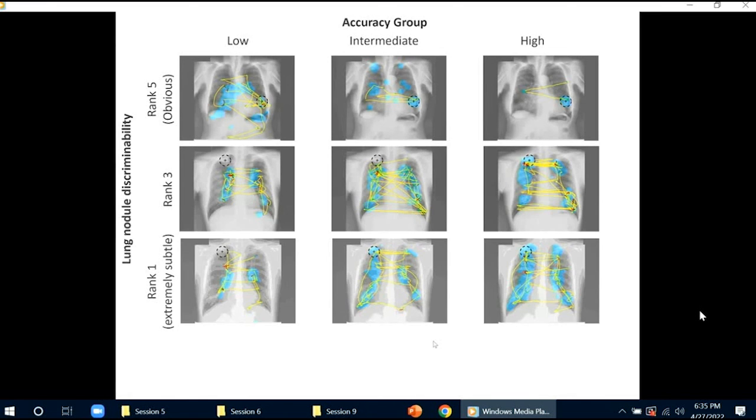We have been looking both at attendings and at residents as they develop the expertise to find lung nodules in medical images. And these are just a few examples of participants that have low, intermediate, and high accuracy as they search these images, and we present them with images of various kinds of difficulties, from very obvious to extremely subtle, and then we analyze the patterns of their eye movements.